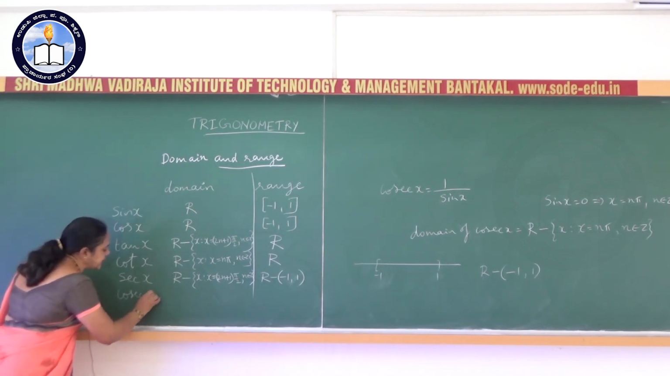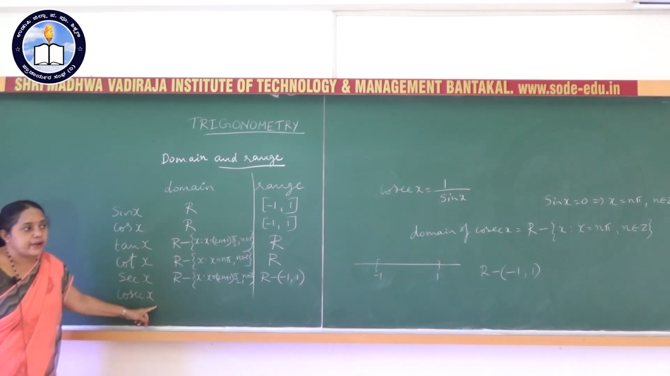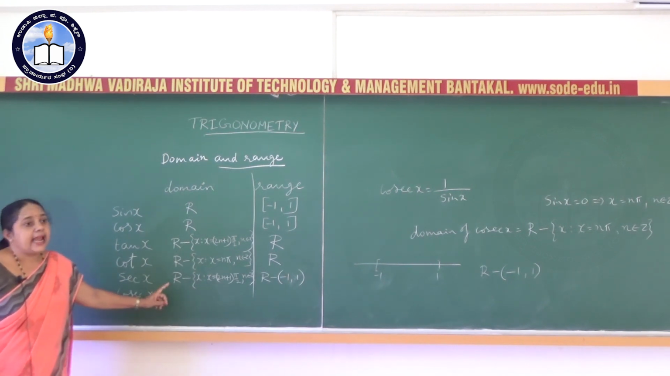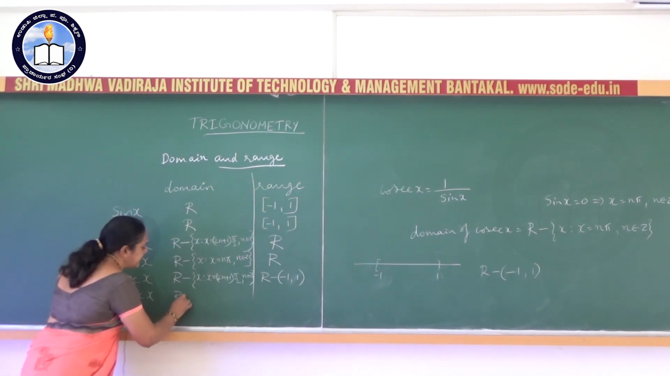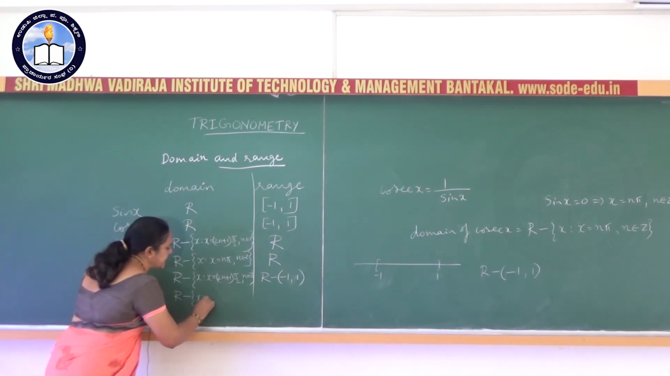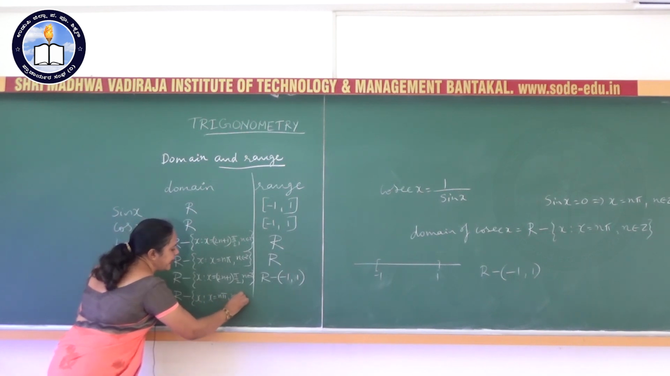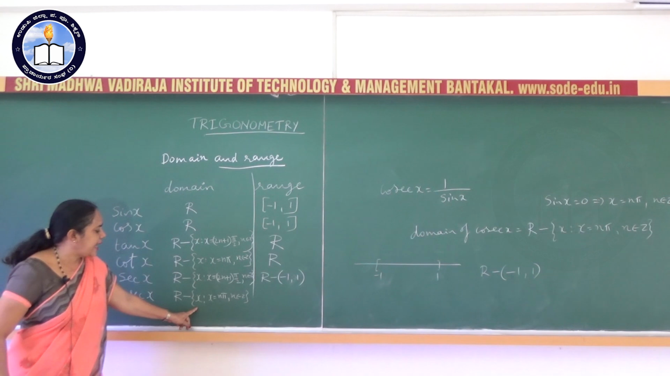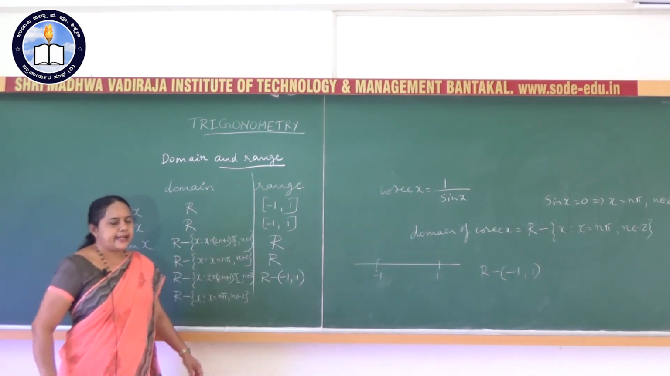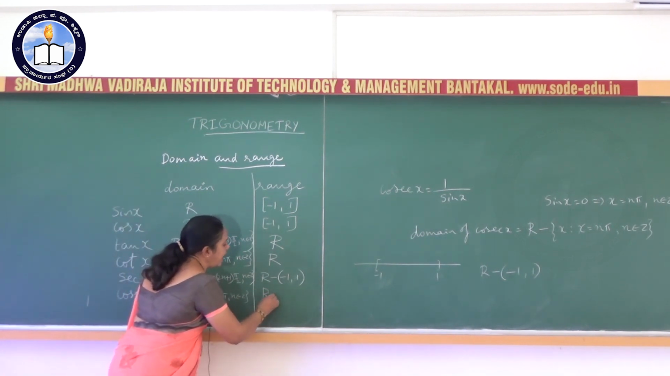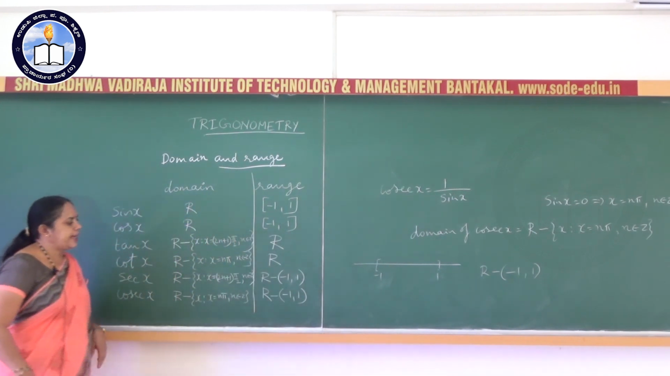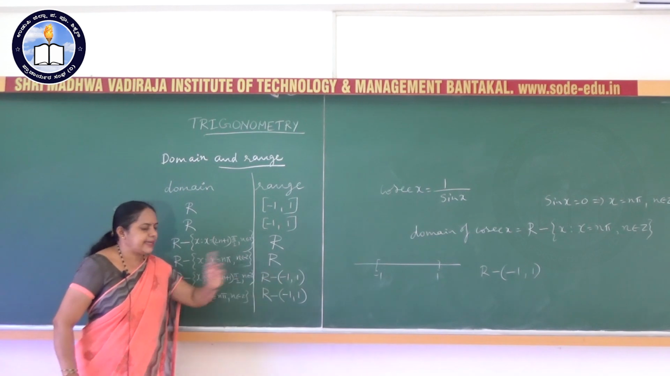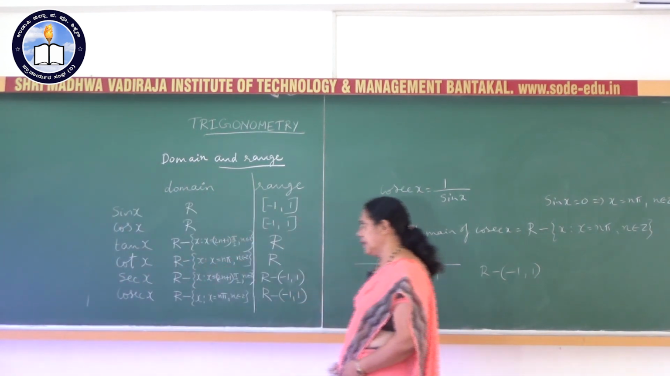Last one, cosecant x. We know cosecant x is equal to 1 by sine x. So cosecant x is defined for all x except where sine x is equal to 0. So the domain of cosecant x is R minus the set of all x, such that x is equal to n pi, where n is an integer. And the range of cosecant x is R minus the open interval minus 1 and 1. Both the range of cosecant x as well as secant x is R minus the open interval minus 1 and 1. Okay.